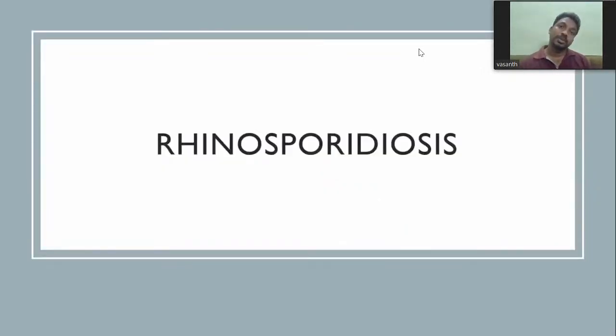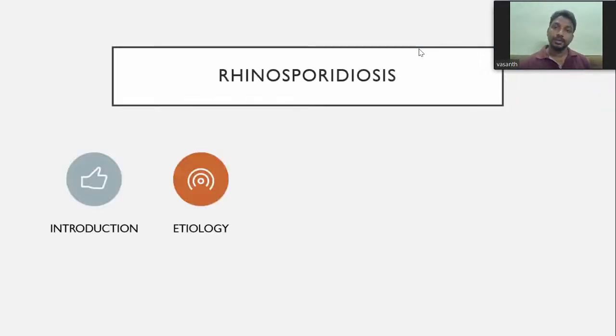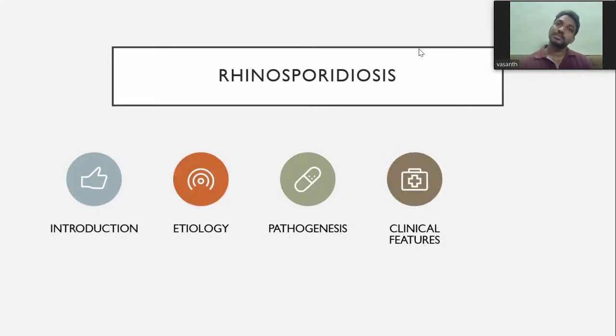The next one is rhinosporidiosis. Most of the time it is a short note, but sometimes it is asked as part of a question on epistaxis. The same thing, rhinosporidiosis is a disease or a condition. So what else do you want? The headings are like this: introduction, etiology, pathogenesis, clinical features, management.